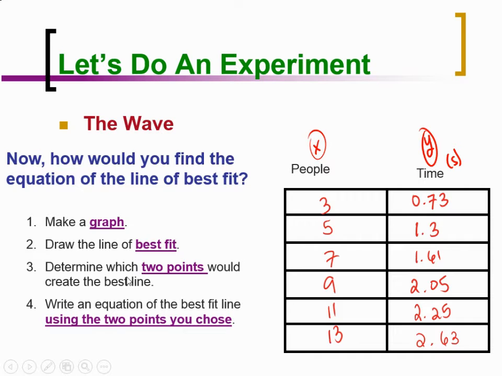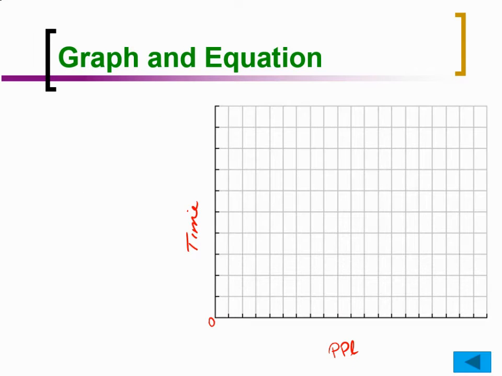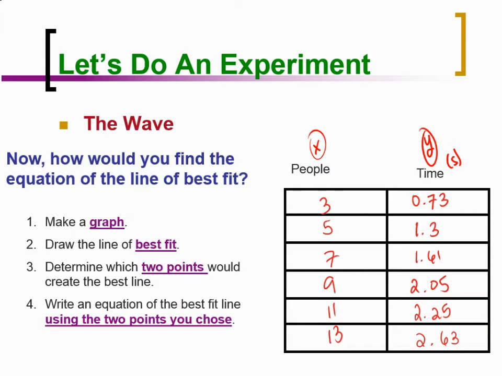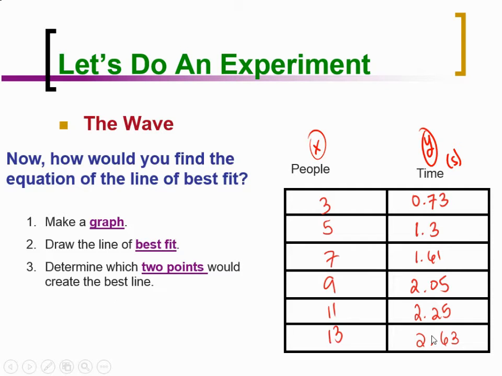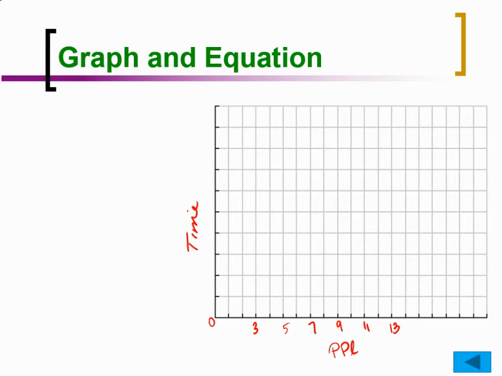Now, we had people of 3, 5, 7, 9, 11, 13. So I'm going to make sure I have enough. So this would be 3, 5, 7, 9, 11, 13. Okay. And then for the times, we go from 0 to 3 seconds. So I'm going to space these out. And just say this is, let's say 1 second, 2 seconds, 3 seconds. Remember, we're using seconds.